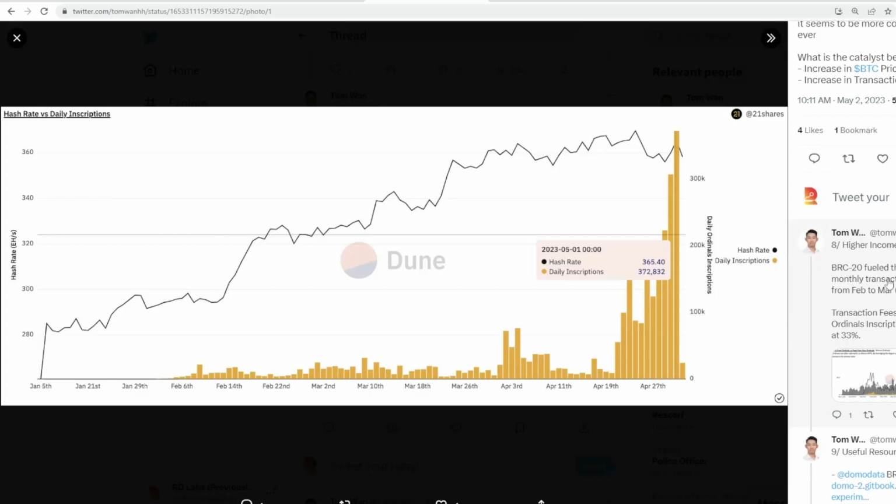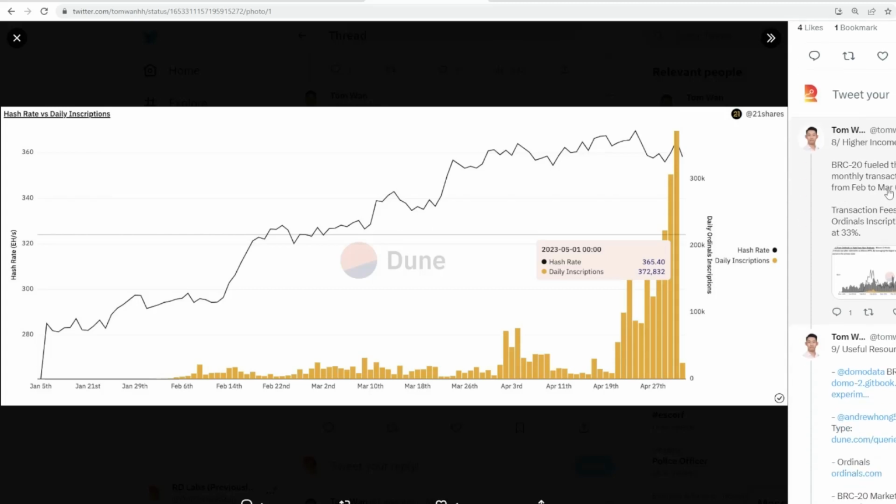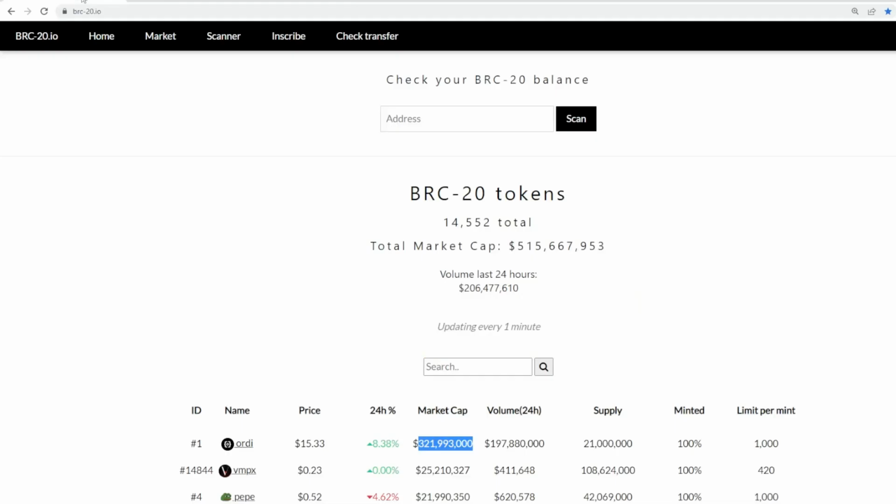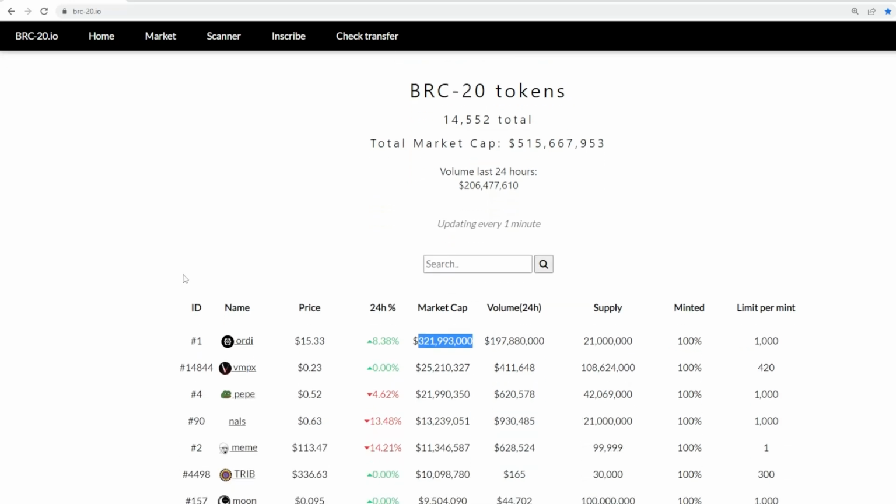And obviously Tom alluded to the fact that BRC20 fueled the increase in monthly transaction fees by 50% from February to March. Transaction fees coming from ordinal inscriptions also hit an all-time high at 33%. So it's a massive impact occurring from the increasing transaction fees, which is due to the ordinals inscriptions that were taking place. What that's saying is it's providing opportunities for people to inscribe, and then you can mint tokens.